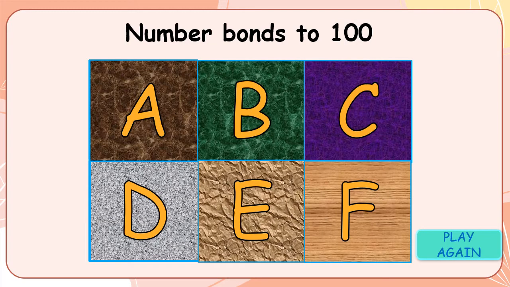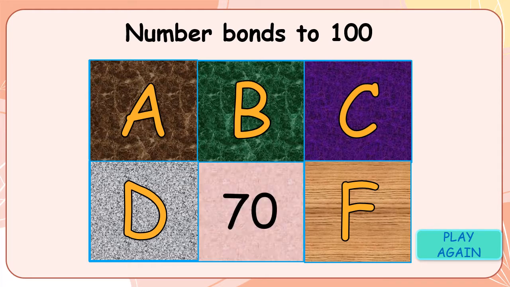Let's begin with this tic-tac-toe game. This game, children, is about number bonds to 100. So, let's pick a letter. Why don't we try E? There you go, 70. Now, kids, what goes with 70 to make 100? That's quite fast. Very good. 30 and 70 are number bonds to 100. Since we know that 3 and 7 makes 10, we also know that 30 and 70 makes 100.